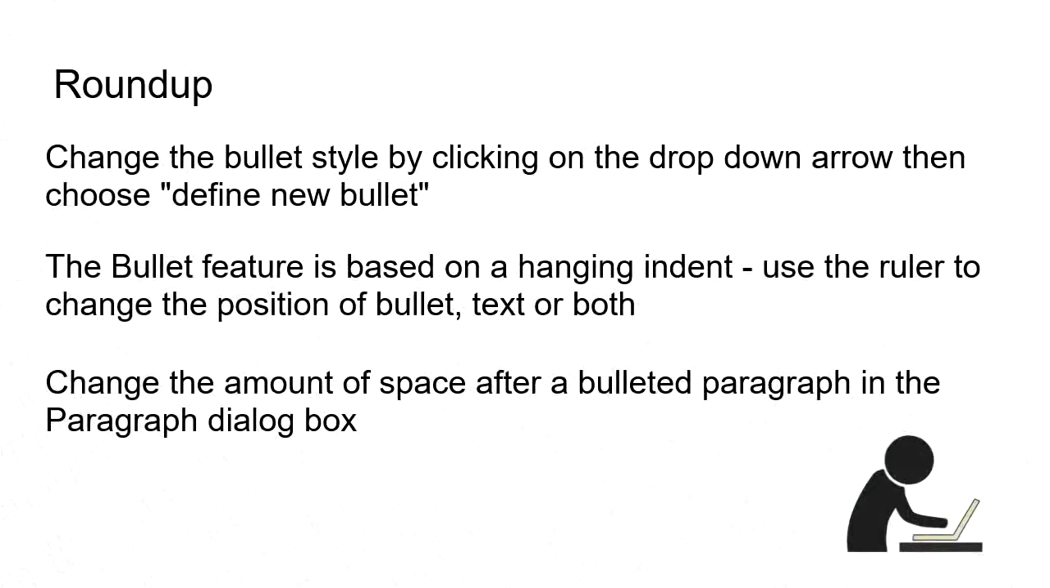So to round it all up, change the bullet style by clicking on the drop-down arrow on the bullet button. Change the position of the bulleted paragraphs by manipulating the indentation marker on the ruler. To adjust the amount of space after each paragraph of a bulleted list, open the paragraph dialog box first and uncheck Don't add space between paragraphs of the same style before making the change. Just remember to take it one step at a time, select your list before you make any changes, and don't be afraid to use your undo button if something goes wrong. Just undo it and go on from there.